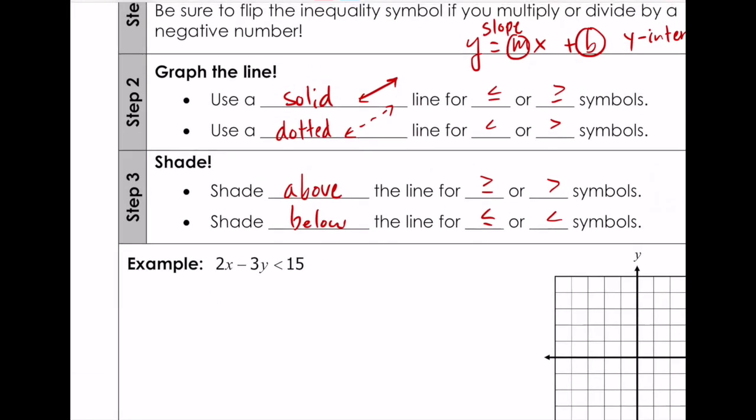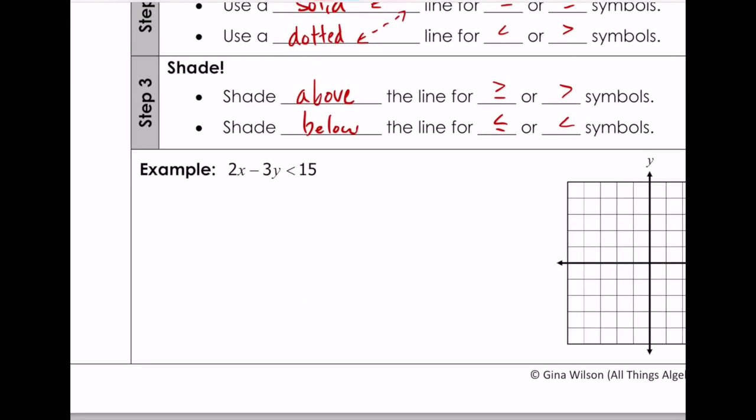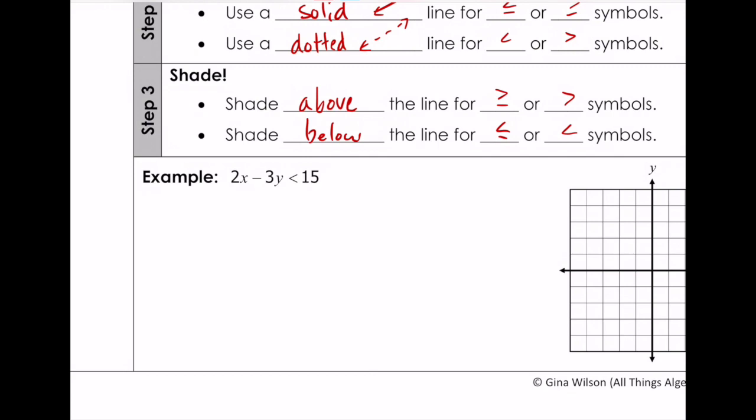So first thing, step one, we need to put our inequality into slope-intercept form. So that means the y needs to be by itself. And that's not the case here. We have all this stuff out in front of the y. So first thing, let's get rid of this 2x. We can do that by subtracting 2x from both sides. That makes this go away. So we have negative 3y is less than 15 minus 2x.